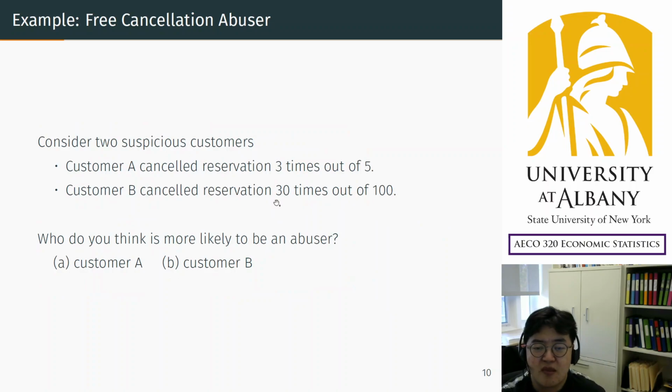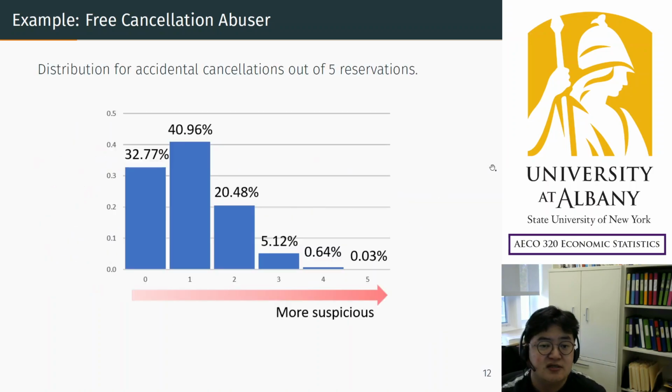So we know how to calculate that. So this is the binomial distribution probability. When you think about customer A who made 5 reservations, the probability of canceling all 5 reservations is small but not 0, 0.03%, because this customer may be really unlucky, so she may have to cancel all of her reservations by chance.